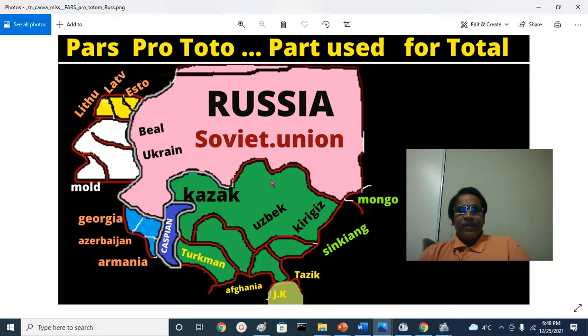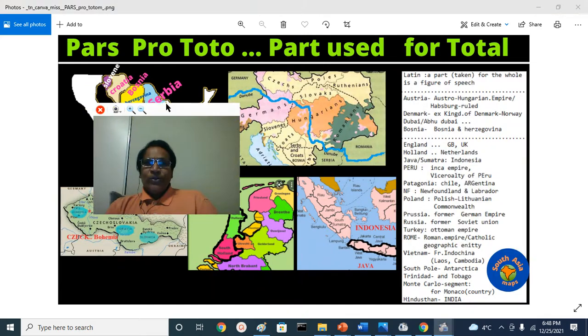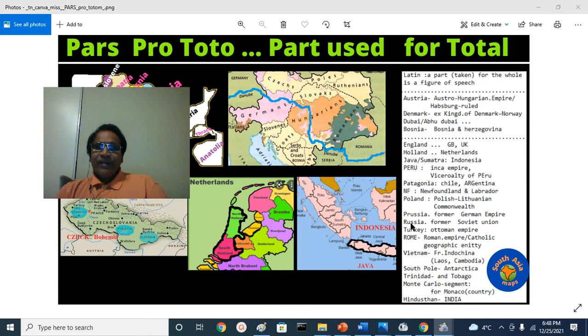The same thing, the Russian Empire had many republics. The entire thing was a bigger one. Russia is only a small part of it. A part used for a totem. That is, Russia is used for the bigger Soviet Union. Prussia, a small part, is used for the bigger German Empire. And Turkey is used for the bigger part, the Ottoman Empire.